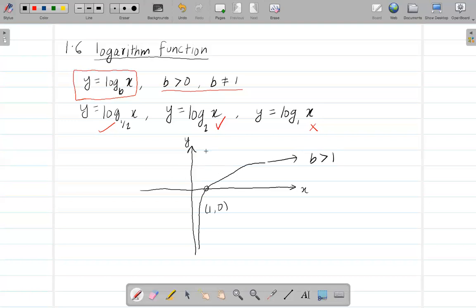Another one is like this. Again, this one is approaching the y-axis, but it is never going to touch the y-axis. And again, it goes through 1, 0, and this is when b is in between 0 and 1.